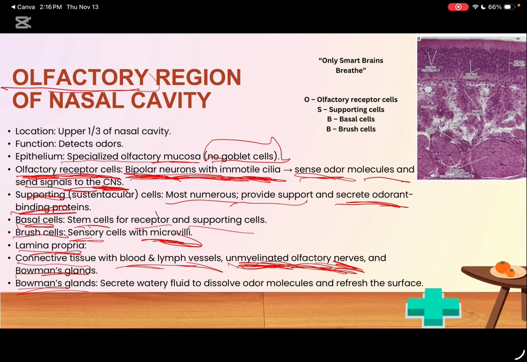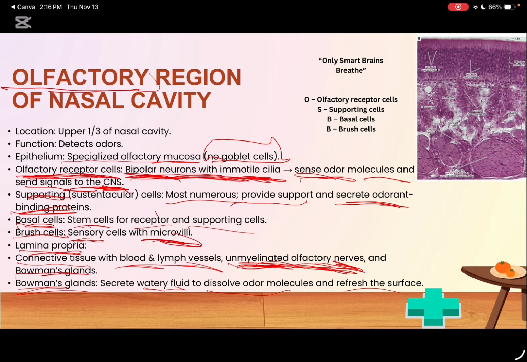They're just there because they want to secrete watery fluid. Why? To dissolve the odor and refresh the surface. Because without it, there will be a big problem for the smell. You wouldn't be smelling properly.